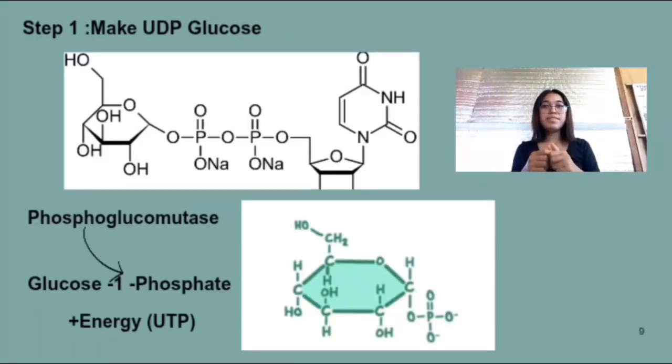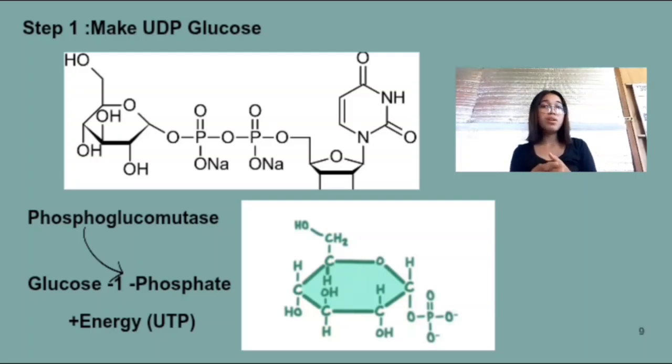So starting in step 1, to make UDP glucose, an enzyme called phosphoglucomutase moves the phosphate from the 6th carbon of glucose 6-phosphate to the first carbon, creating glucose 1-phosphate. Uridine comes in the form of uridine triphosphate or UTP.